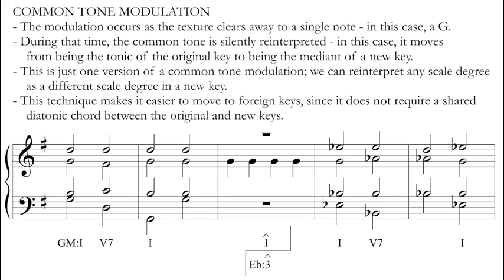During that time, the common tone is silently reinterpreted. In this case, it moves from being the tonic of the original key to being the mediant of a new key. And here E flat major is the new key I've chosen. You can see that I've labeled this similar to the way I label common chords, but instead I've labeled it via its scale degree. G was scale degree 1 in our old key of G major. It is now scale degree 3 in our new key of E flat major.